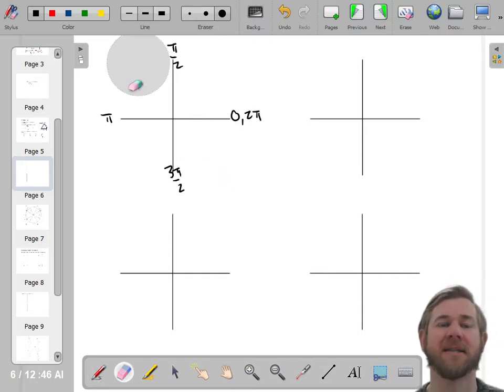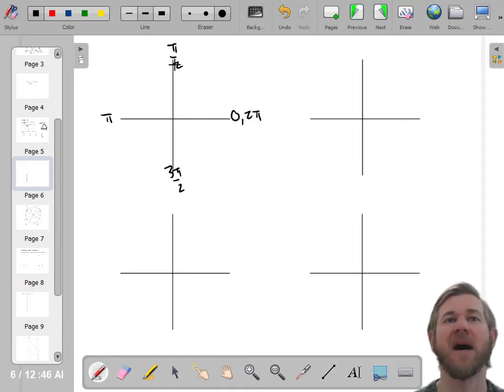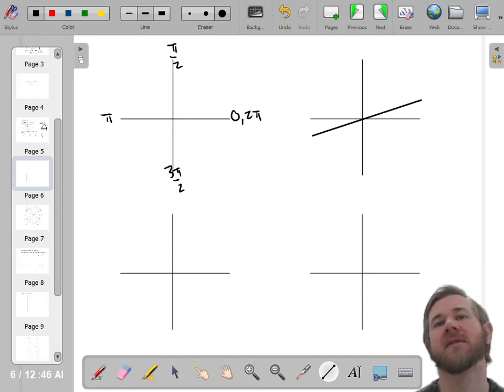So if you want to think about it as counting by pi over 2s, if it's a pi over 2, that means it's a 90-degree reference angle. 1, 2, 3, 4 pi over 2s. So those are our 90 degrees. Now let's do our 30-degree reference angles.